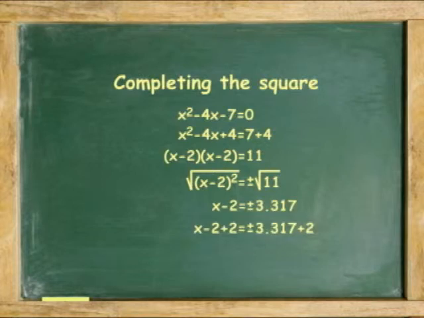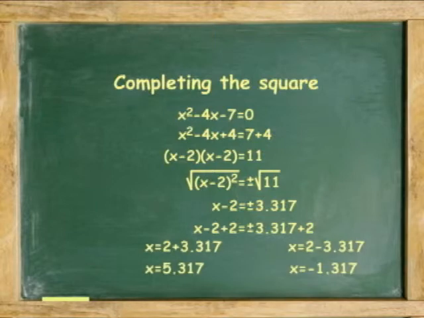Add 2 to both sides to move the negative 2 to the right. X has two values, 2 plus 3.317 and 2 minus 3.317, or x equals 5.317, x equals negative 1.317.